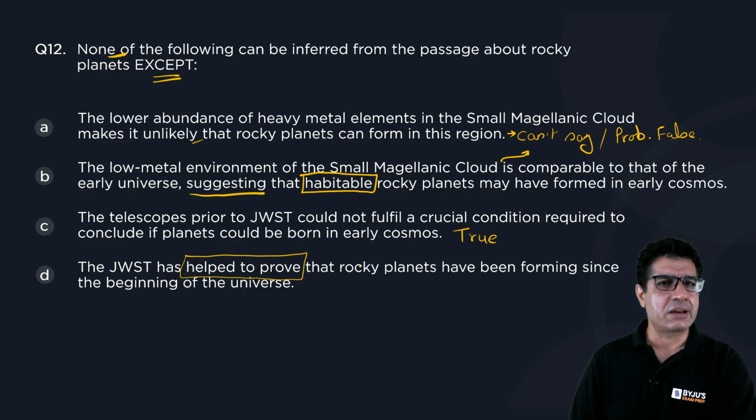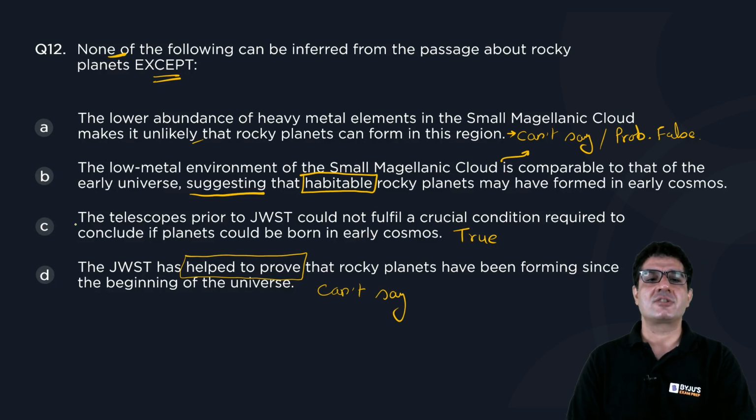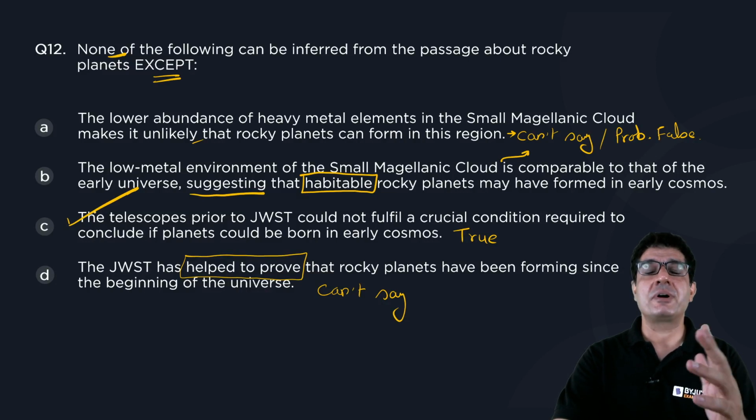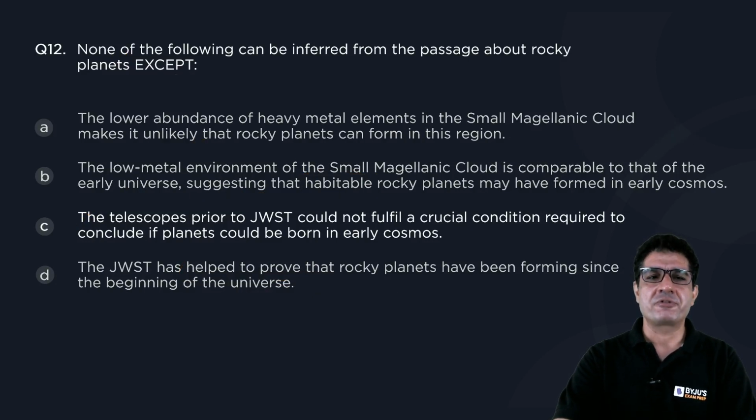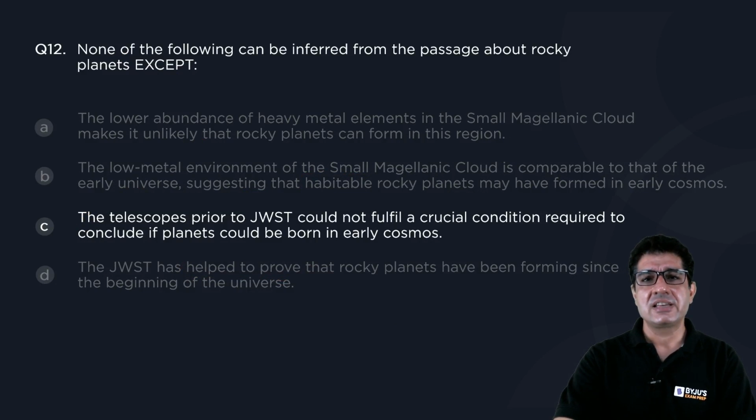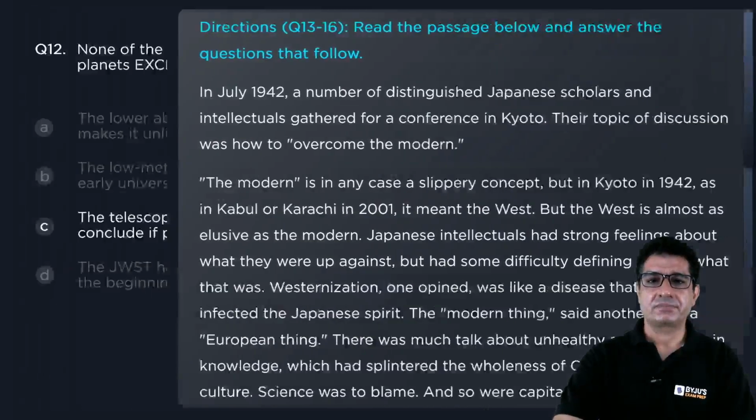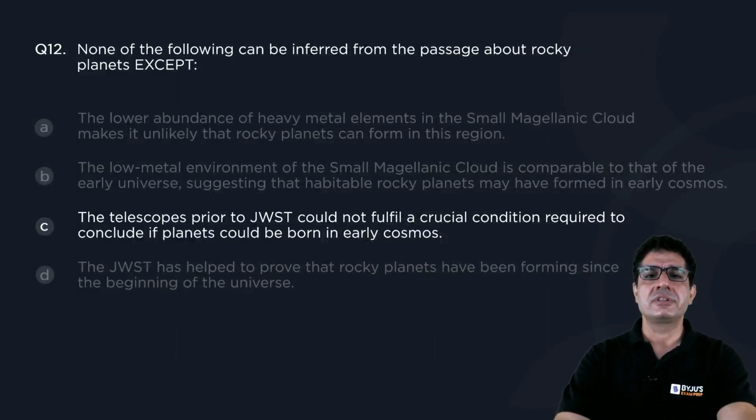Have we already established that? This is something that we are trying to prove. It is not proven yet and therefore can't say or probably false. And that is why our answer to this particular question should be option C. Which of the following can be inferred? The one which is true. So therefore, for question number 12, C it is. And that takes care of our passage number 3 of this particular mock.